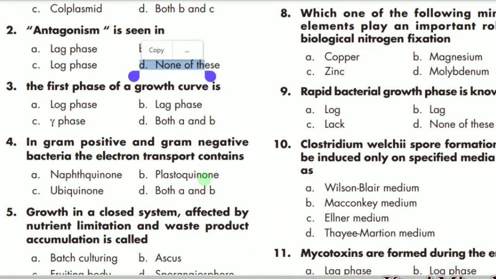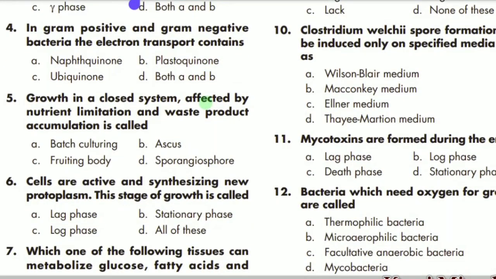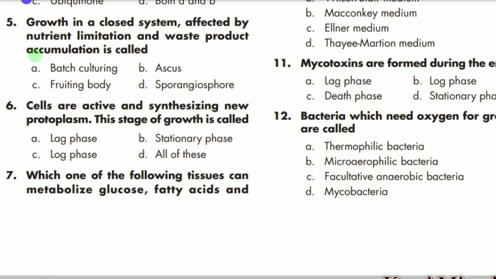The first phase of the growth curve is, we call that lag phase. Okay, lag phase is the first growth curve. B is the correct option. MCQ 4 says that in gram-positive and gram-negative bacteria, the electron transport contains, so it contains naphthoquinone, so A is the correct option. The 5th MCQ says that growth in a closed system affected by nutrient limitation and waste product accumulation, what we call that? We call that batch culturing. Okay, A is the correct option.